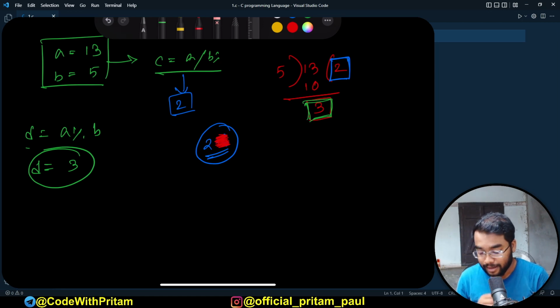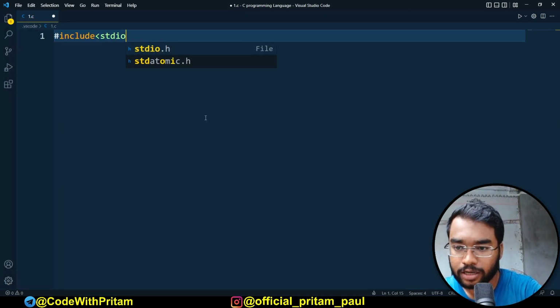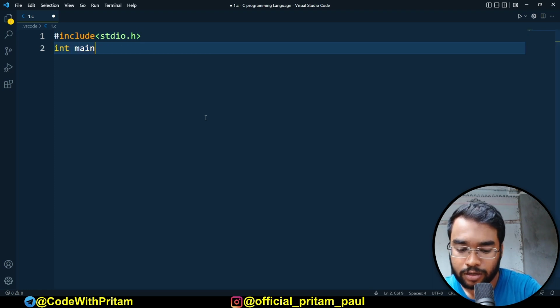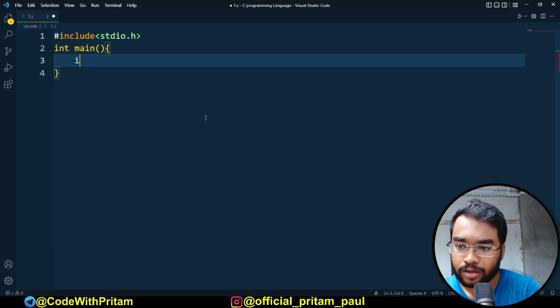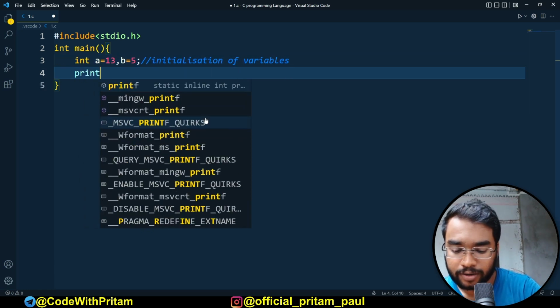So this is the way arithmetic operators actually work. Cool. Now let's go to the laptop and check whether everything is working correctly or not. So #include stdio.h, int main, integer A equal to 13 and B equal to 5. Okay, so for those who don't know, this is called initialization of variables.